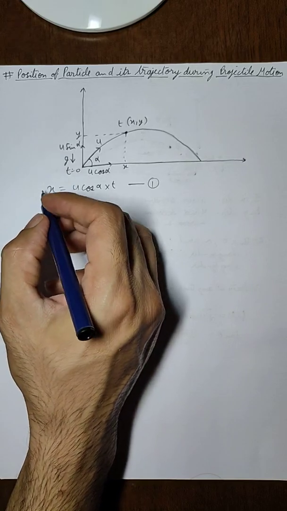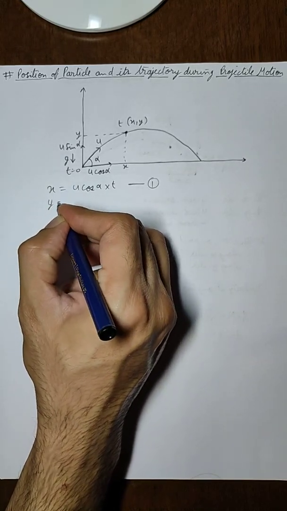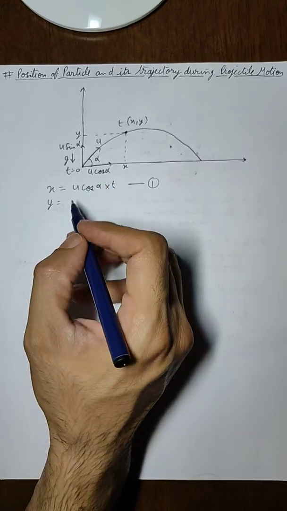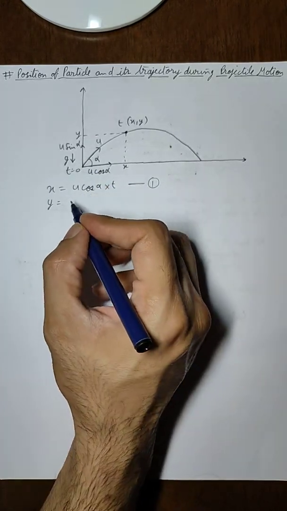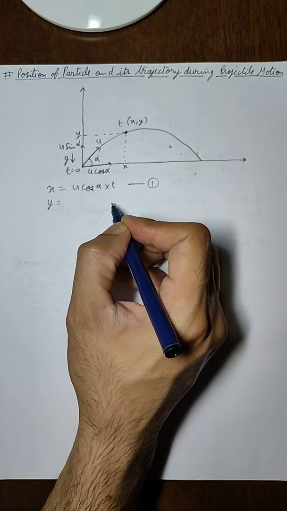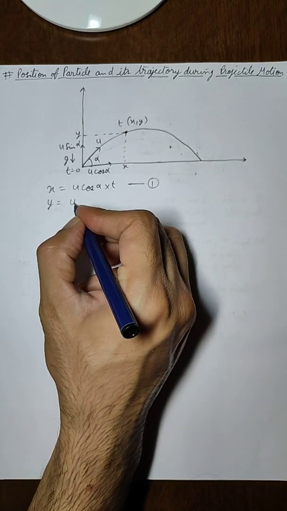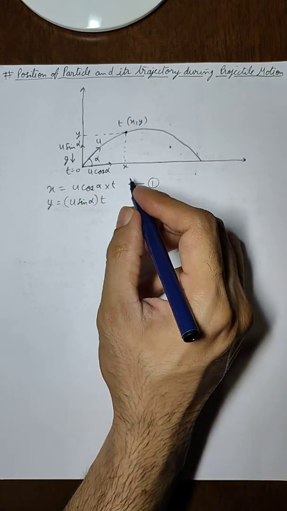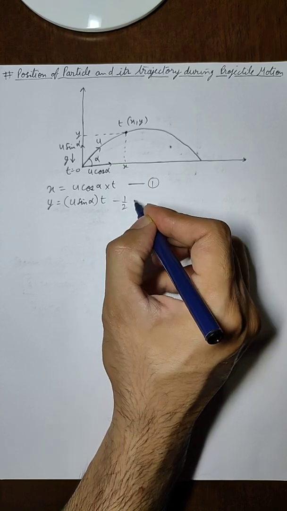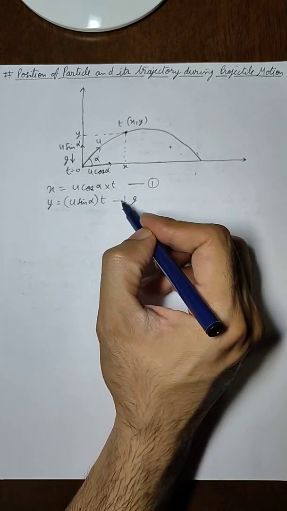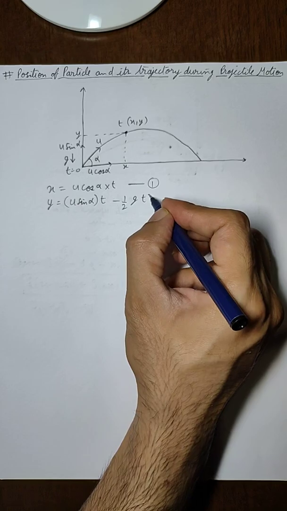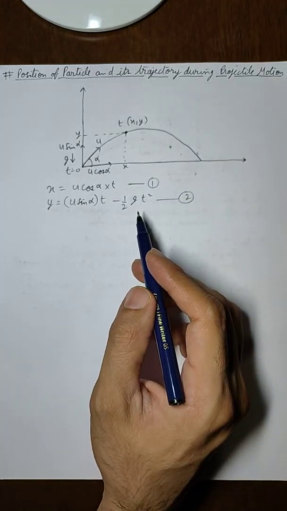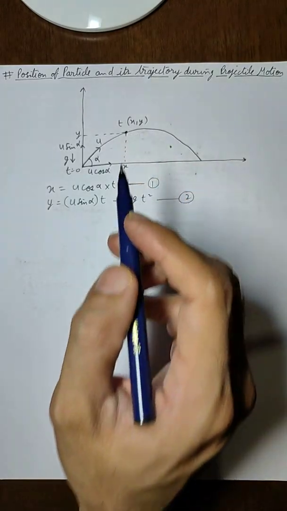Similarly, for the y position, there is an acceleration in the y direction, in the vertical direction, so we are going to use the second equation of motion, which is ut plus half at square. So according to that, u will be u sin alpha, so u sin alpha t minus half g, because g is in the downward direction, so minus half g t square. This is our second equation. Now this first and second equation will give the position at time t.